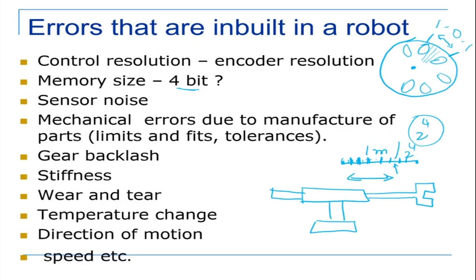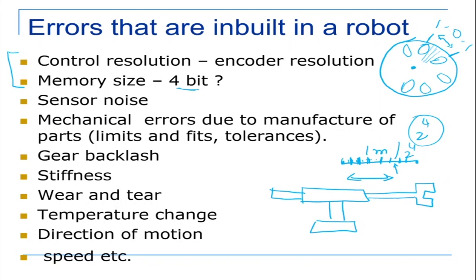Okay. So these are two things we see that cause the control resolution. One is the encoder problem. Number two is the memory size. Apart from these two, which are very much inbuilt in the control system, there is nothing you can do about it. So the other is sensor noise. Now, sensors tend to pick up noise. These encoders or other kind of sensors which are working in the robotic system will tend to pick up noise from other sources, and that will tend to cause errors in measurement or in control.